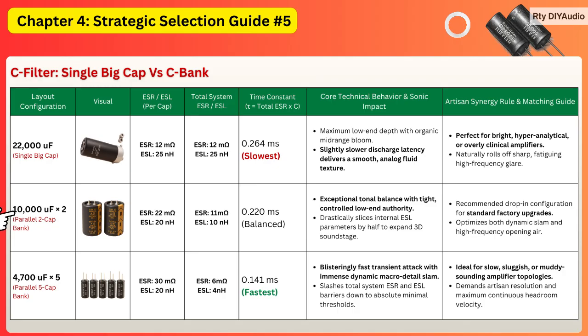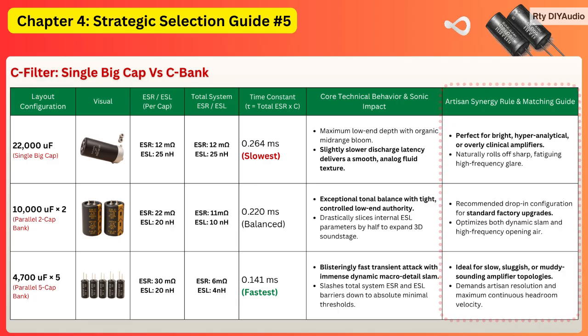Paralleling two 1000-volt grade 10,000 microfarad caps cuts system ESL in half to 10 nanohenries, establishing a balanced 0.220 millisecond transient response. But look at the high-speed alternative. Paralleling five 4700 microfarad caps slashes total system ESR down to a blistering 6 milliohms and drops ESL down to just 4 nanohenries. This commands the fastest time constant of 0.141 milliseconds, delivering a blistering transient attack, deep dynamic macro detail slam, and absolute continuous headroom velocity.